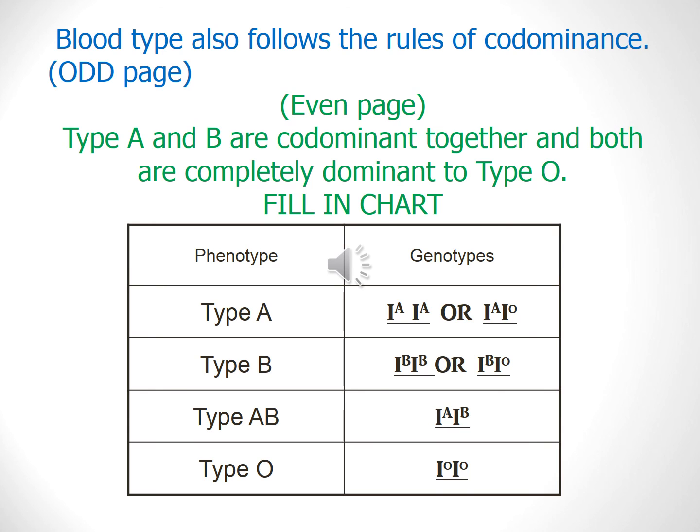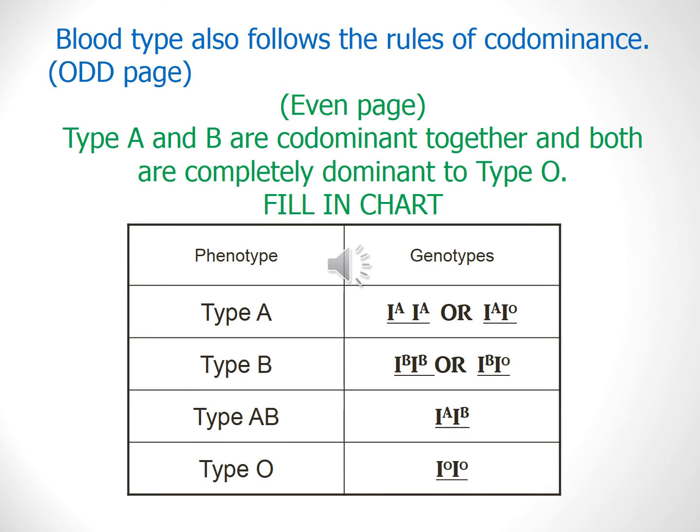Okay, and finally, blood types also follow the rules of codominance, so you should have this in your notes. Type A, so phenotype and genotype. For the phenotype A, you have to be either homozygous dominant for A or heterozygous for A and O. Type B, you have either homozygous B or B and O. If you are type AB, you have to have A and B. If you have type O, you have to have OO.